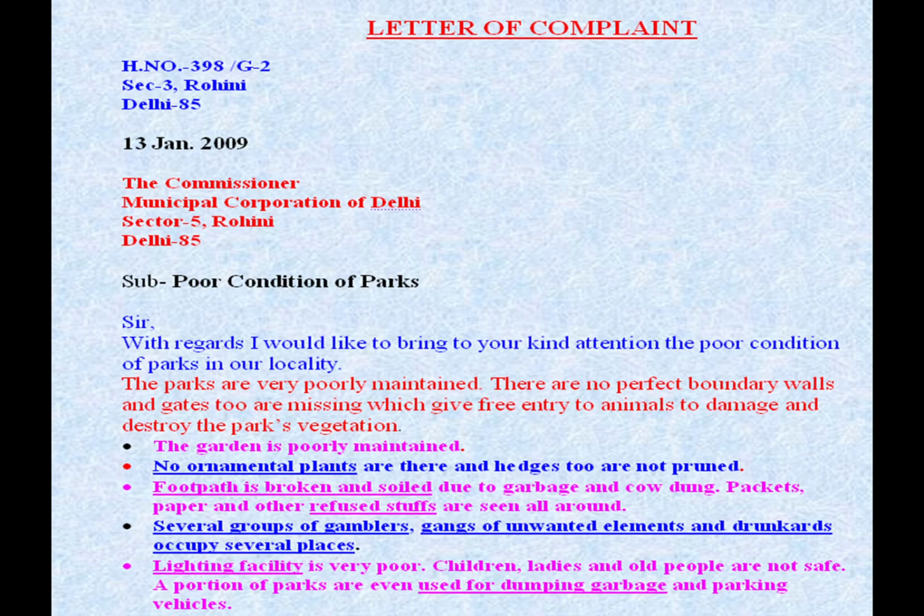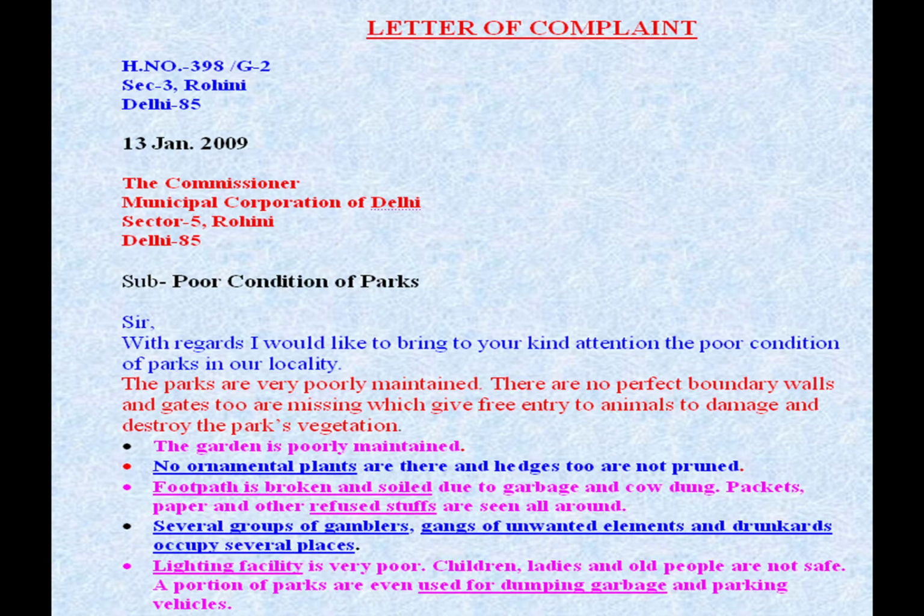A letter of complaint. House number 398, G2 Sector 3, Rohini, Delhi 85, 13 January 2009. The Commissioner, Municipal Corporation of Delhi, Sector 5, Rohini, Delhi 85. Subject: poor condition of parks. Sir, with regards, I would like to bring to your kind attention the poor condition of parks in our locality.